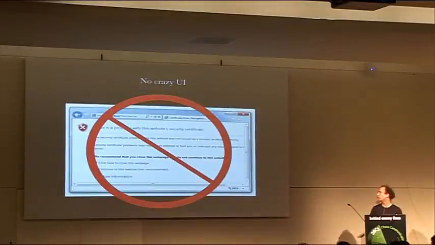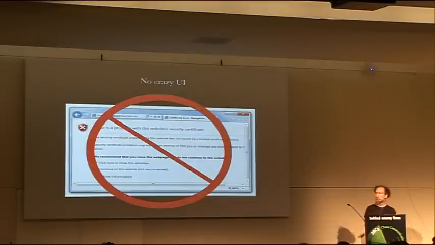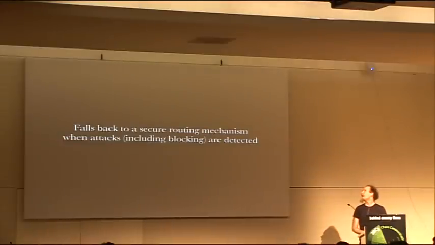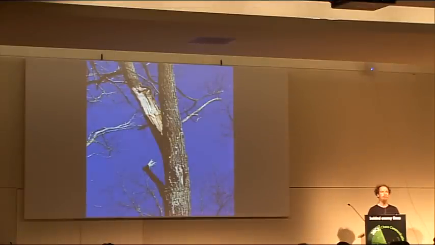Malware is maybe a separate harder problem. Enough hard problems for one talk. And there's no crazy UI. No moment when the UI just asks you a weird question you don't know the answer to. And this system should fall back to a secure routing mechanism when you're under attack or your connection is being blocked. Also, kind of an addendum, our domain name system is currently consensus-based, global, valuable, and fragile. Whatever we do, let's try not to break it too much.